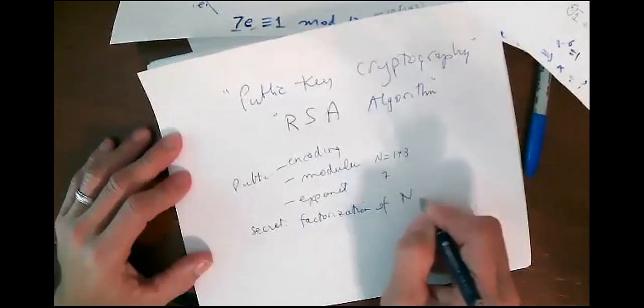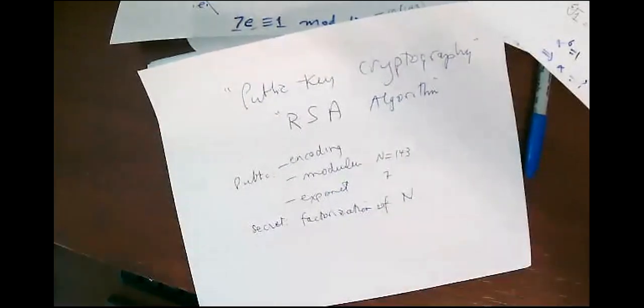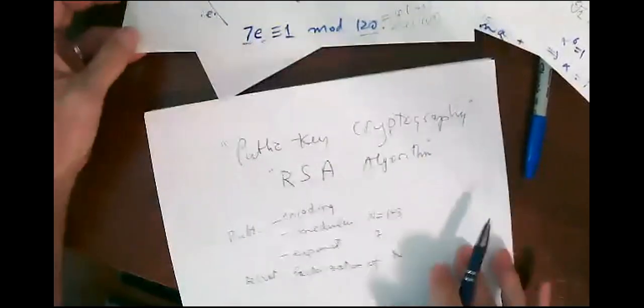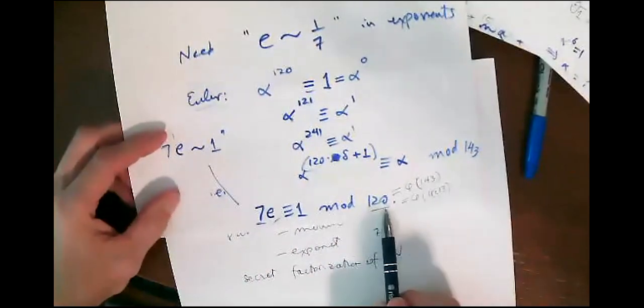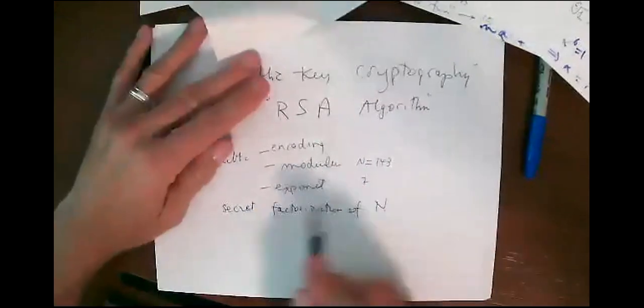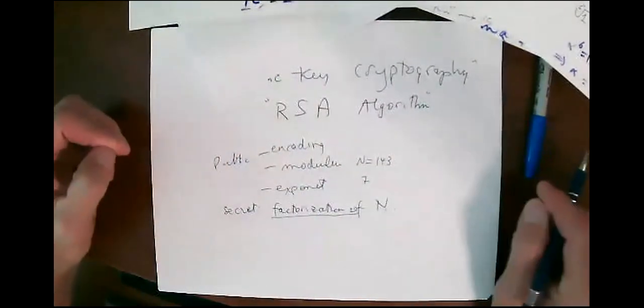Because anybody who gets the factorization, well, let's say anybody who took a number theory class like you guys, after you get the factorization, you can compute the Euler phi function of it, and then you can compute inverses modulo that number. So the whole security of the system just rests on the fact that factorization is a hard thing to do.